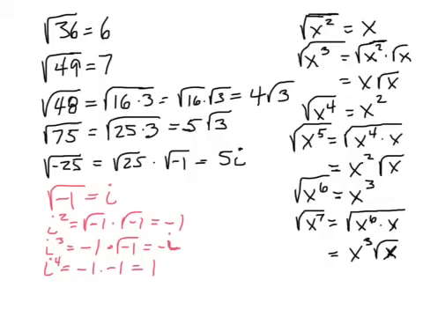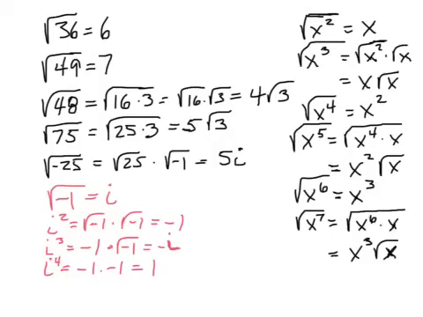Square root of 48, I look for the largest perfect square that divides evenly into 48. And that would be 16. And 48 is 16 times 3. And I can break that down into the square root of 16 times the square root of 3. And I can then take the square root of 16 and get 4. And so I'm left with 4 times the square root of 3.